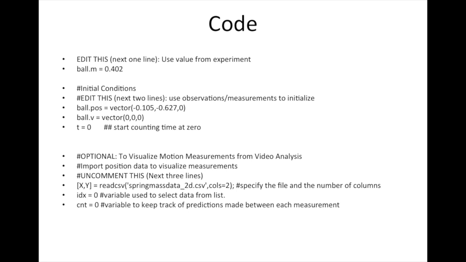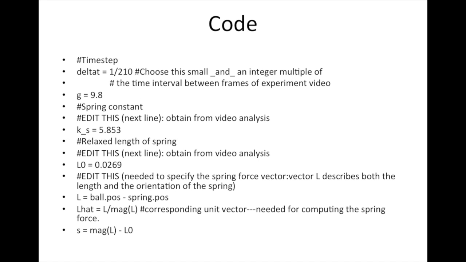This is my Python code copied and pasted into a PowerPoint. The first thing I changed is that I added in my mass, which was 0.402 kilograms. And then I changed the initial vector to negative 0.105, negative 0.627 like I showed in the tracker video. Next we have the time step, which was delta t 1 over 210. I thought this time step was small enough. And then g equals 9.8 because we're at normal atmosphere.